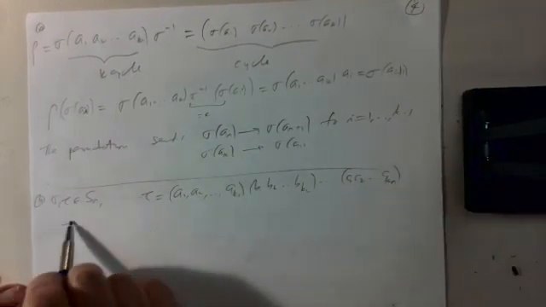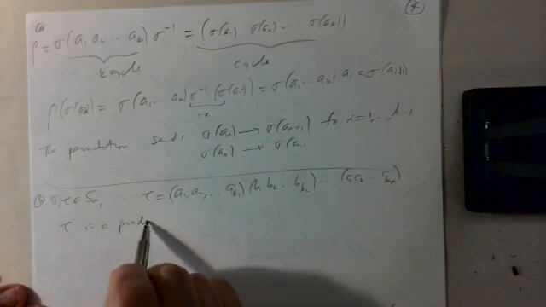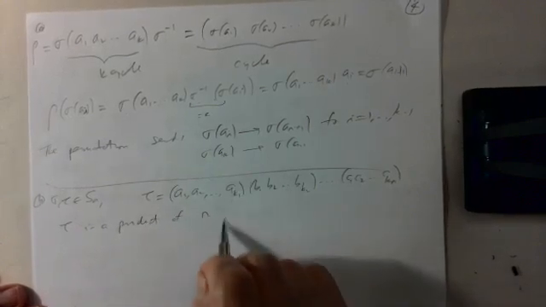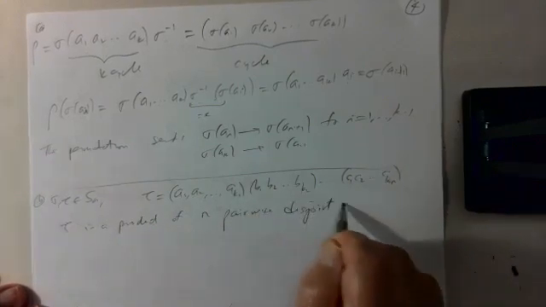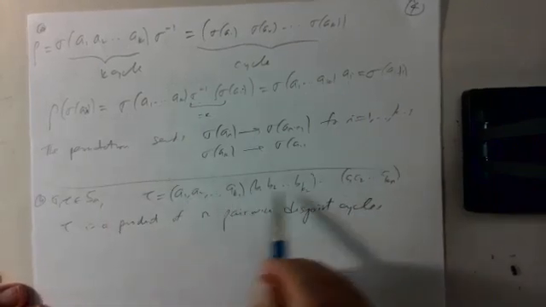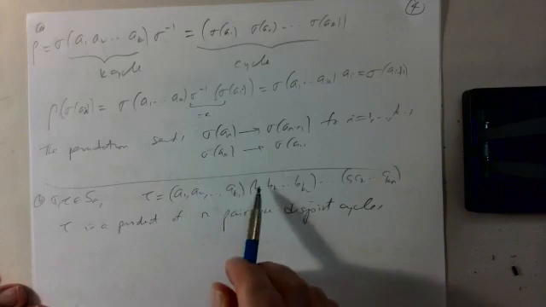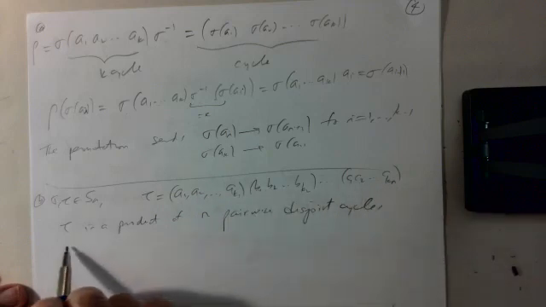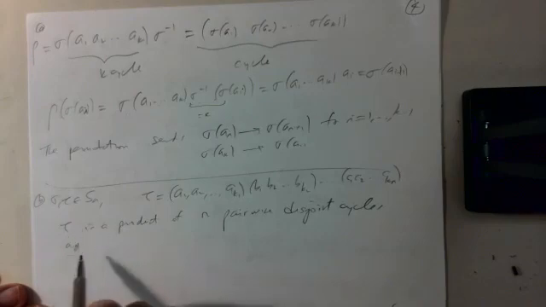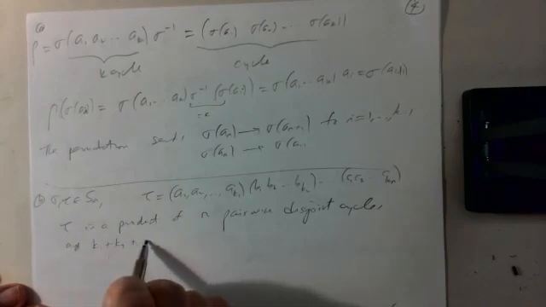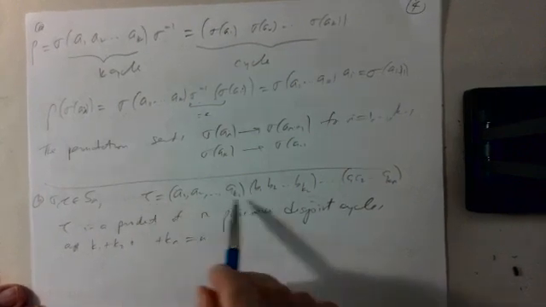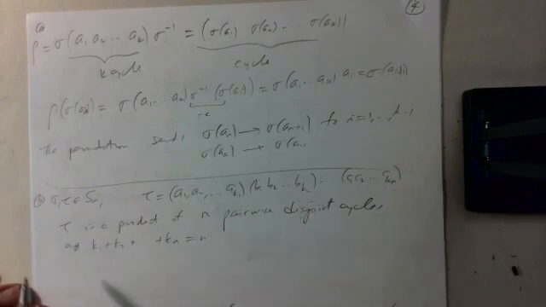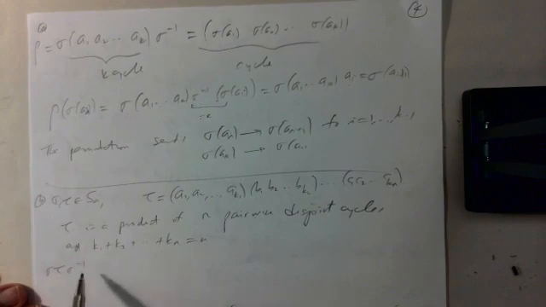So we have tau is a product of r pairwise disjoint cycles. So the numbers in these cycles are all different. None of these is any of these, is any of these, and so forth. And the sum k1 plus k2 up to k sub r is equal to n. So we've decomposed tau into a product of pairwise disjoint cycles. And then I want to look at sigma tau sigma inverse. What is that?